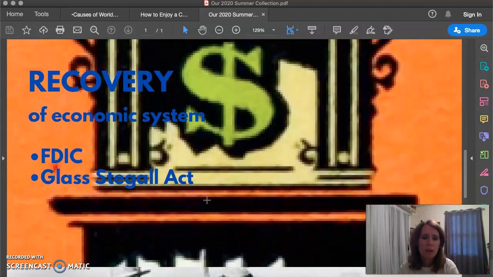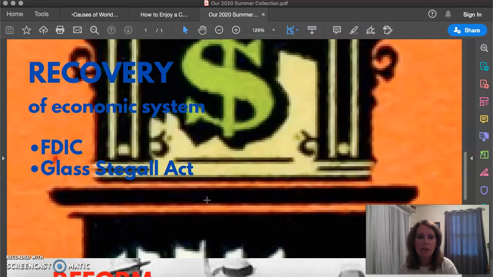So let's talk about recovery of the economic system. So we talked about in the Roaring Twenties how the economic system is just kind of out of control. I mean, banks are doing things that are a little bit risky. In fact, they're taking our money and investing it in the stock market, which is terribly risky. And so the Glass-Steagall Act was passed, which said that banks cannot do that. They can't take your money and invest it; they actually have to use it for purposes of lending, and there's limits to what the bank can do with your money. Unfortunately, this act was repealed in 1993, and that's why we have some of the problems with banking that we had in 2008. We'll talk about that when we get to 2008.